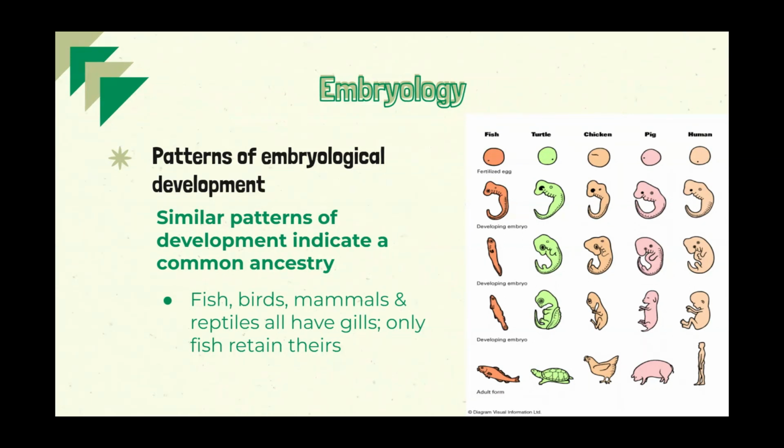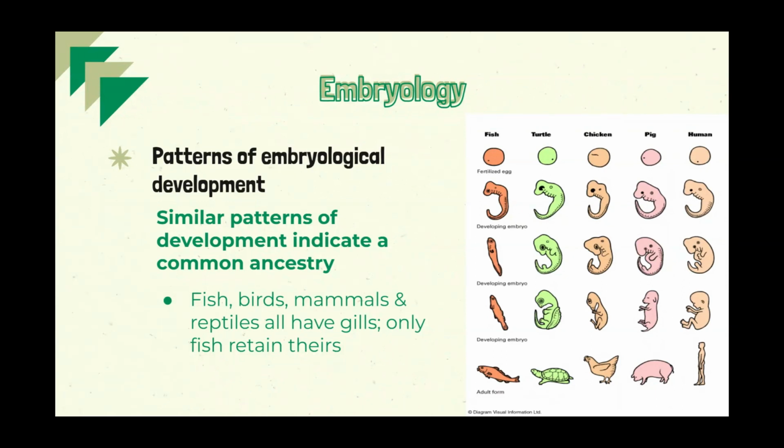So I want you to look at this image over here. You have fish, turtles, chicken, pig, and human. They all start out as a zygote, that single fertilized egg. And as they develop, you'll notice that at first they're very similar in their structure and how they're developing, even though those organisms are very different. And as they proceed, they continue to branch out in their differences.